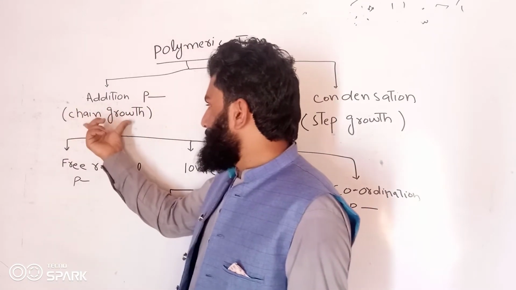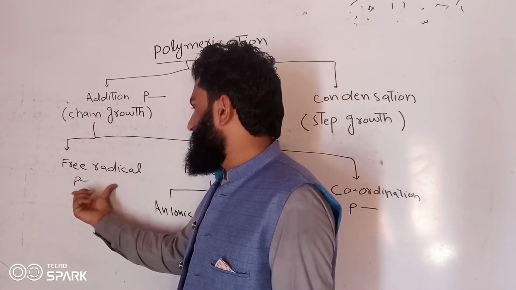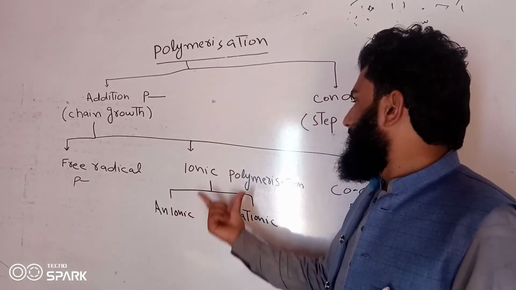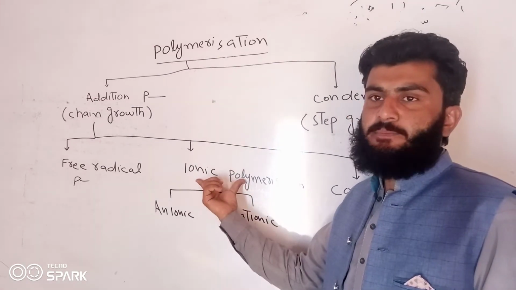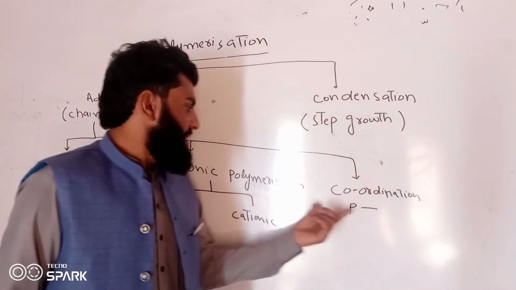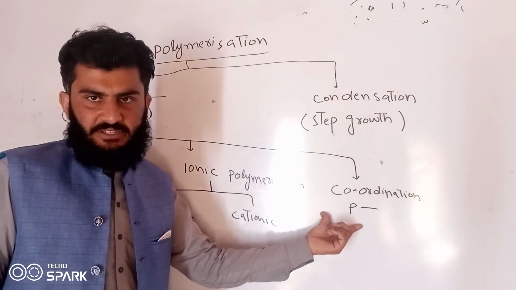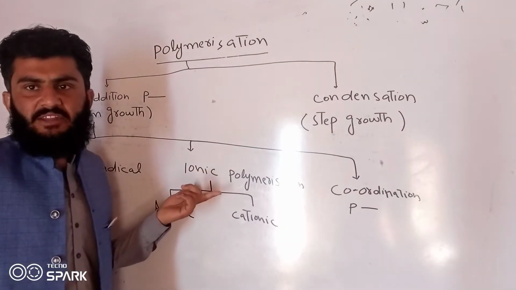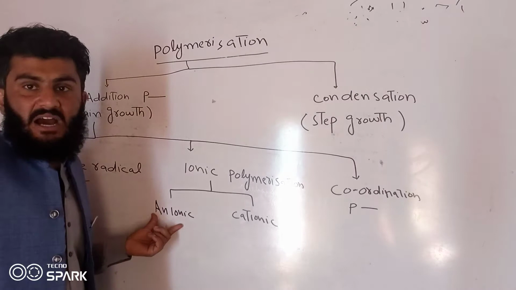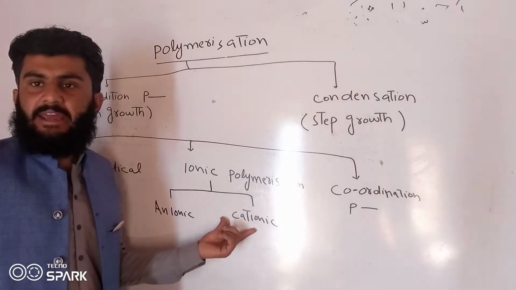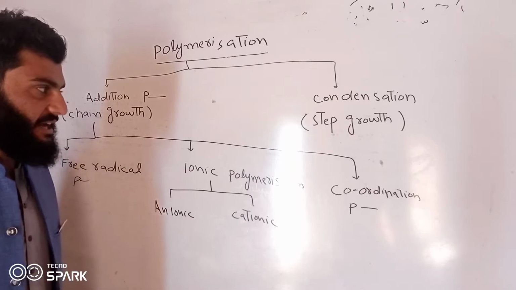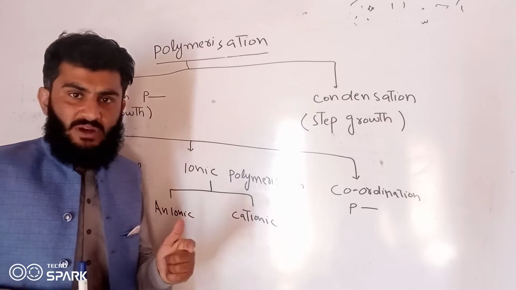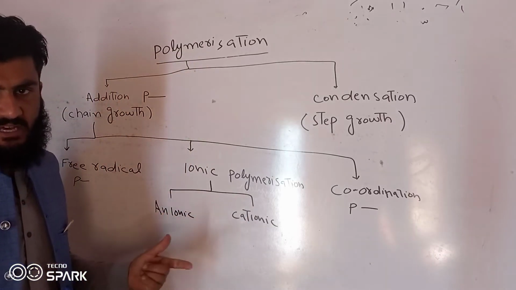Addition polymerization is further divided into free radical polymerization, ionic polymerization, and coordination polymerization. We can further divide ionic polymerization into anionic polymerization and cationic polymerization. In today's lecture we will discuss addition polymerization.